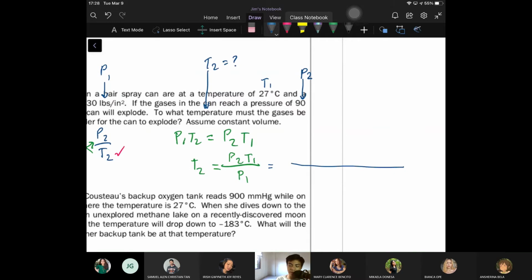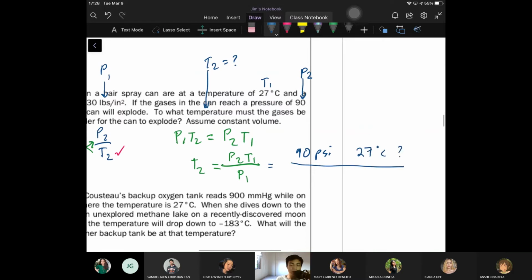P2, final pressure is 90 psi, 90 pounds per square inch. T1 is 27 degrees Celsius. But, kailangan ba 27 degrees Celsius ilagay ko dito? Ang sagot ay hindi. Because again, as I told you kanina, basta gas law, do not use Celsius scale. Always use the Kelvin. Bakit? The problem kasi with Celsius is may zero siya. Kaya ayaw natin mag-Celsius scale dito. So instead of using Celsius, we use Kelvin.